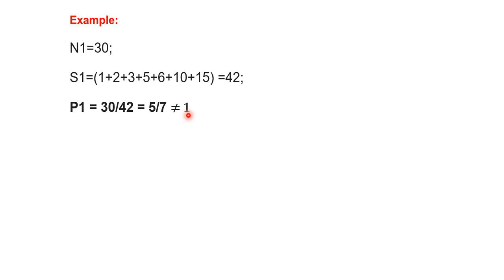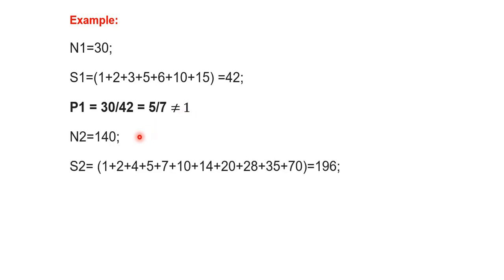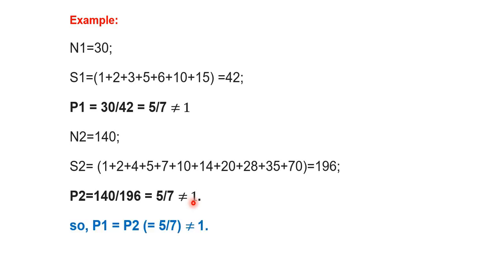So it's not perfect. Similarly, we have taken another number n2, 140, and again you find the divisors and sum them up, you will get s2, which is 196. Again, the perfection index for the second person is 140 by 196, that is 5 by 7, and not equal to 1. But they are the same, p1 and p2. They are the same, 5 by 7, but not equal to 1.